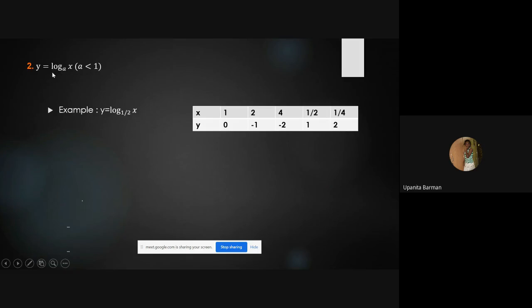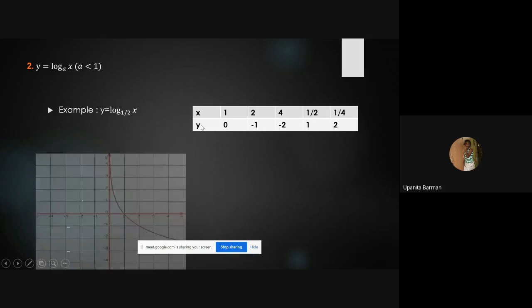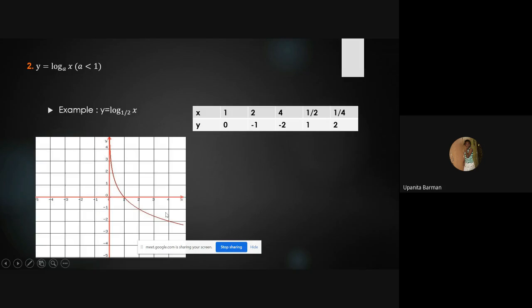Here is a function where we have taken a less than 1. If y is equal to log x to the base half and we take several values of x and plot and calculate y accordingly, we get the graph as this. And as in the first slide, we also see the graph is decreasing and convex.